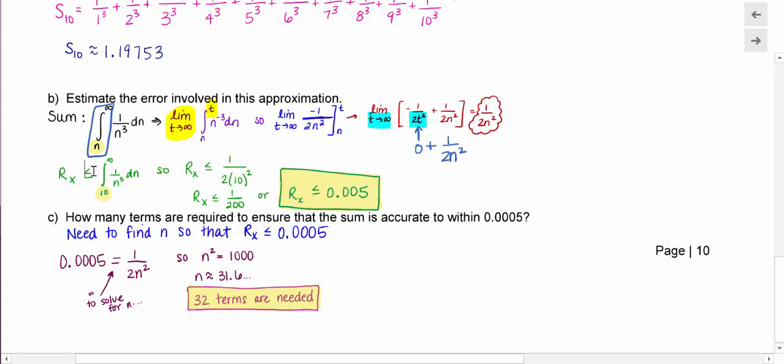So now I know that the remainder has got to be less than or equal to the integral from 10 to infinity, because I'm going from n to infinity. So I want my remainder to be less than the sum of all that's left. So 1 over 2 times 10 squared would be 1 over 200. So basically what I'm suggesting is that from 10 to infinity, if you add up all of those rectangles there, you're going to get something that is less than 0.005. So I know my sum from 1 to 10 has a level of accuracy within that 0.005.